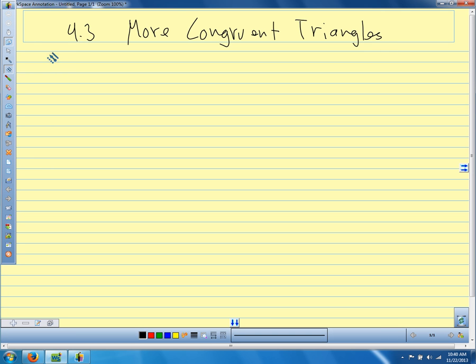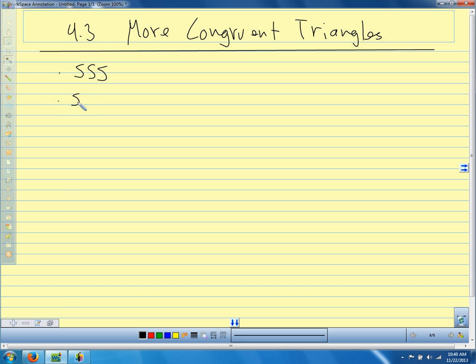So we talked about a couple of shortcuts for triangles. We said that we could use side, side, side. So if we could show that three sides of one triangle are congruent to three sides of another triangle, that showed that the triangles were congruent. And we also talked about side, angle, side. So if we had two sides and the angle between them, we had to be careful that the angle was between the two sides, congruent to the two sides and an angle between them on another triangle, then the triangles were congruent.